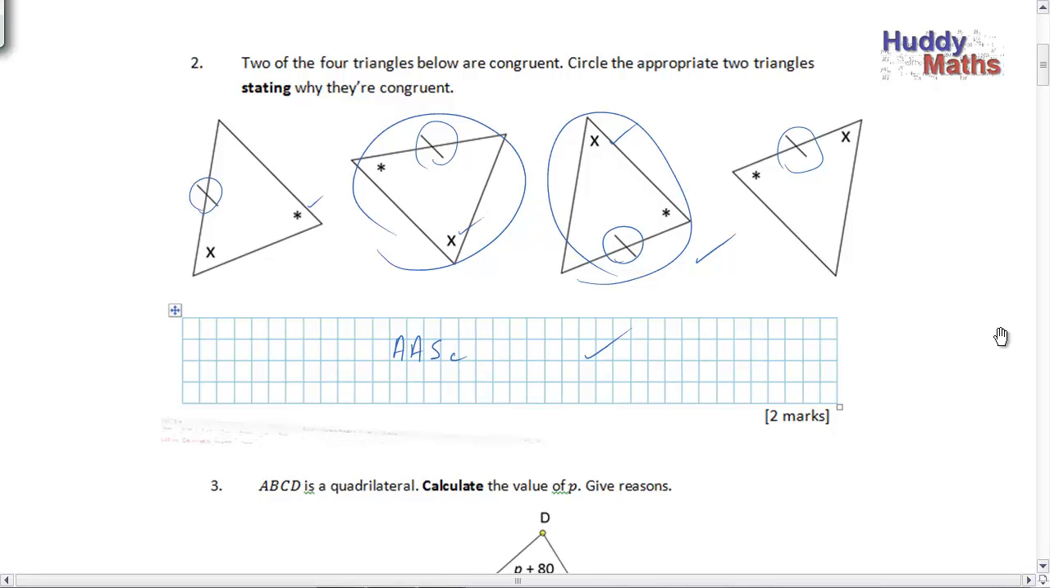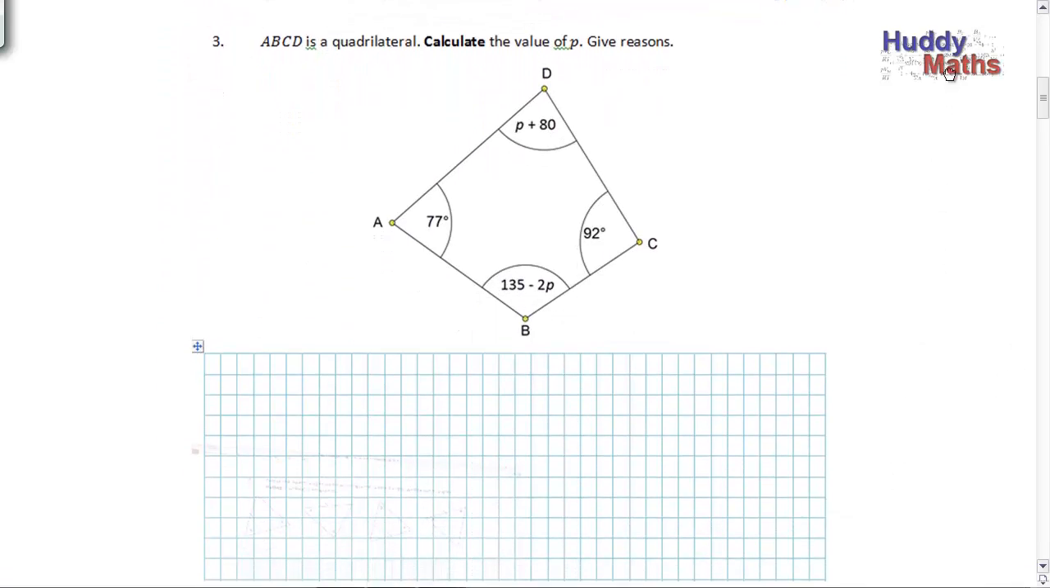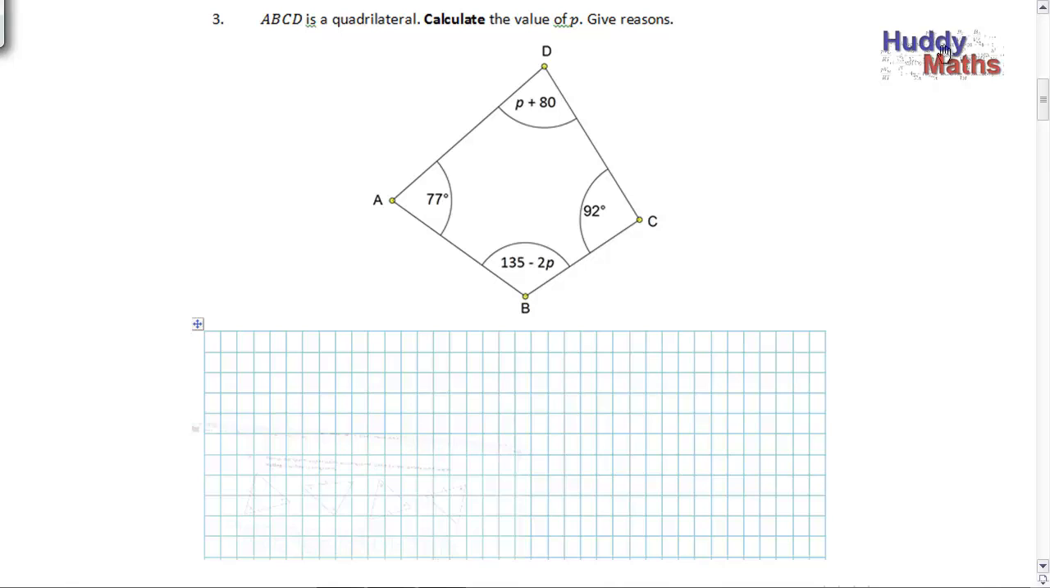Let's go down now and have a look at the next one. So here we are, ABCD is a quadrilateral. Calculate the value of P. Now with deductive geometry, the important thing is you must use all the given information and also try and relate it. So it's the sum of angles of a quadrilateral, isn't it?